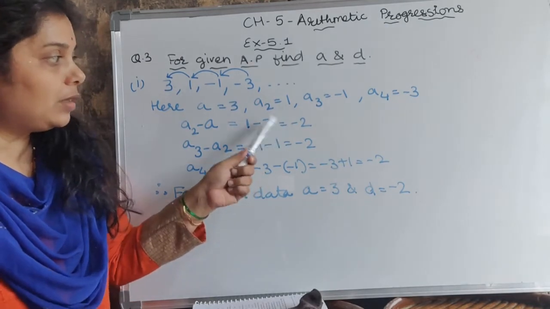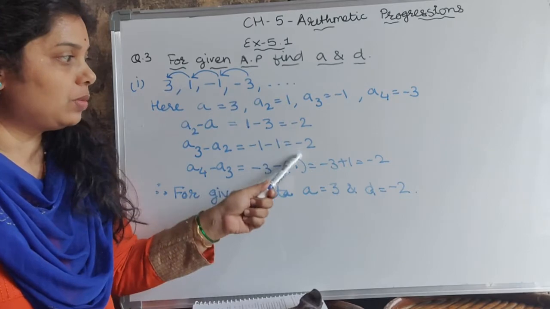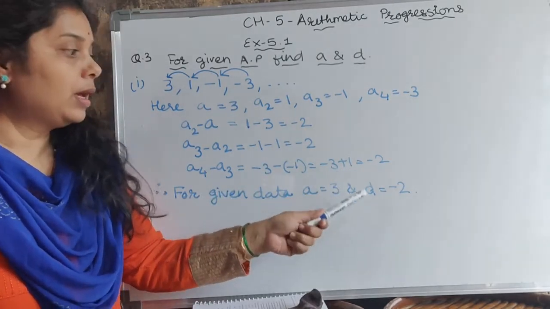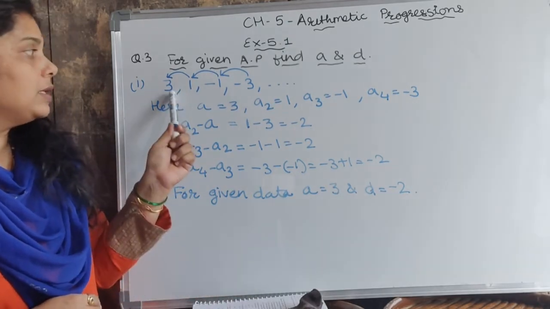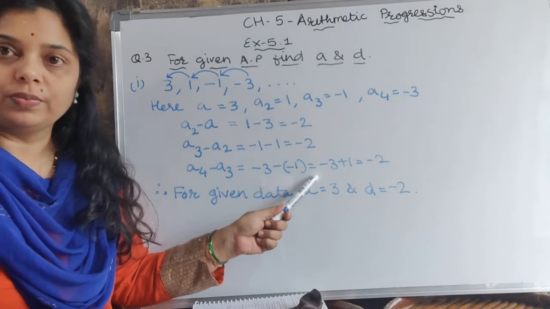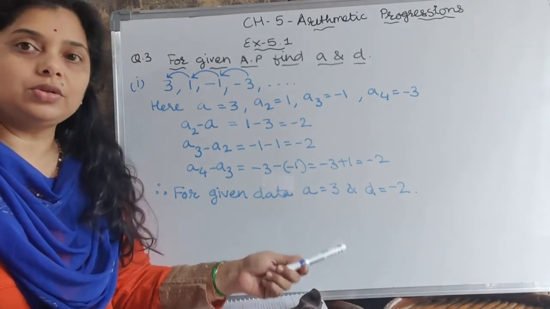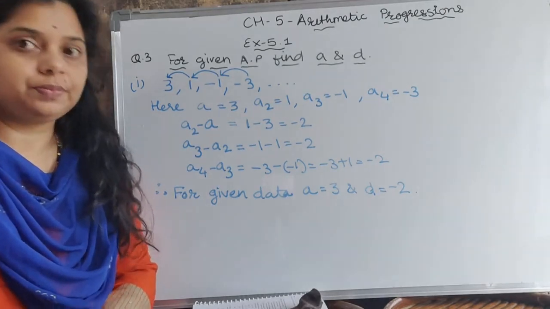Similarly, you see that all the common differences between the consecutive numbers are minus 2, minus 2, minus 2. Okay, and in this way we can say that for the given data, A is equal to 3 and D is equal to minus 2. Isn't it simple? Like this, you can solve all the sums of question number 3.